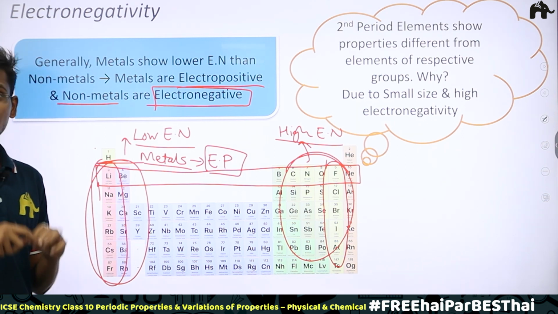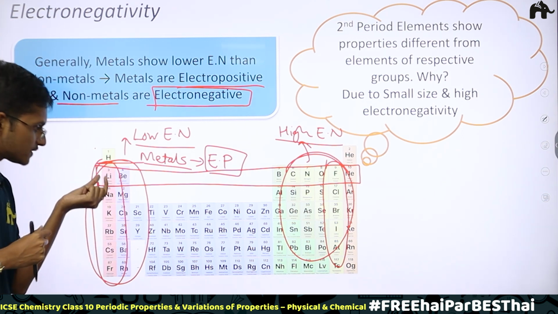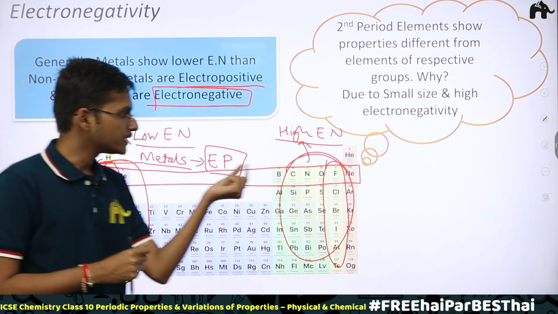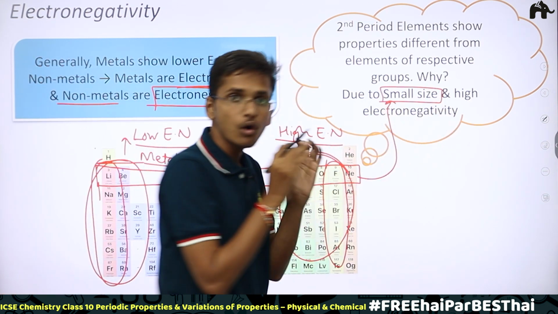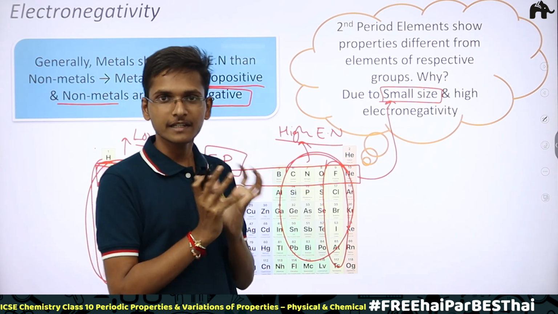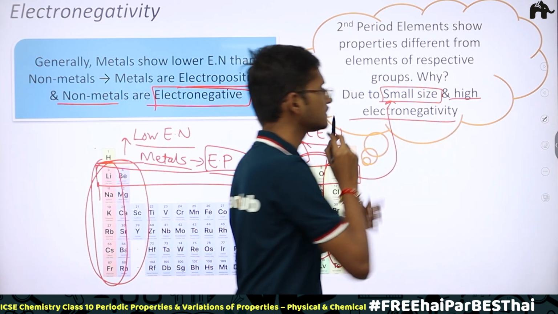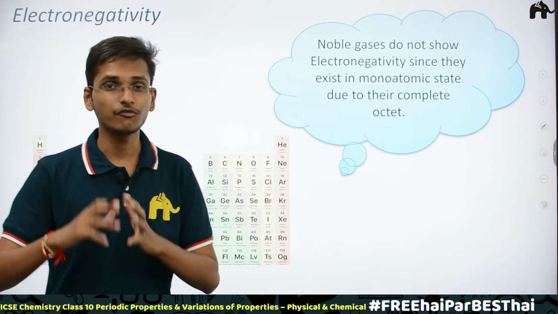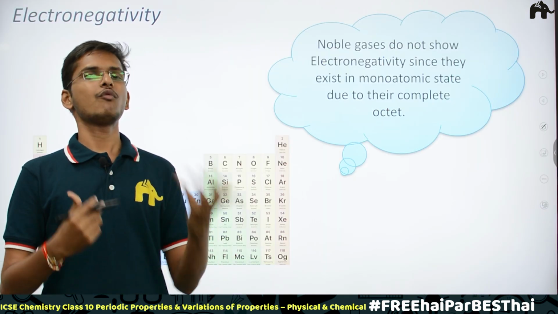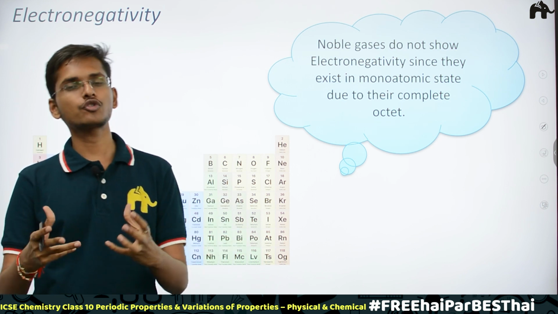Now, why is this so? Very interesting. See, these period number 2 elements have very small size. They have exceptionally small sizes and high electronegativities, and this is the reason they behave in a different way. Now let's see a very important question: why do noble gases not show electronegativity?